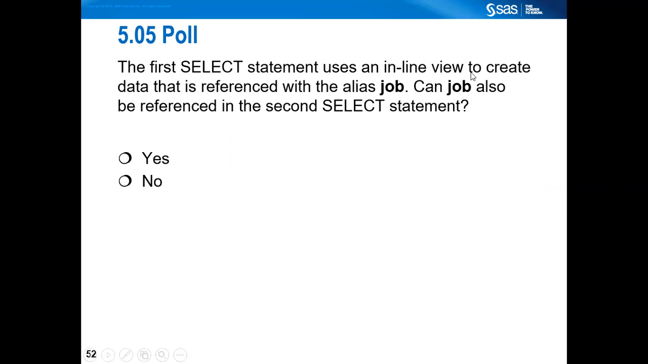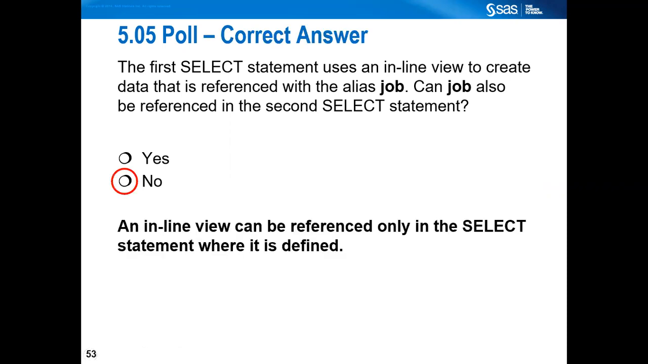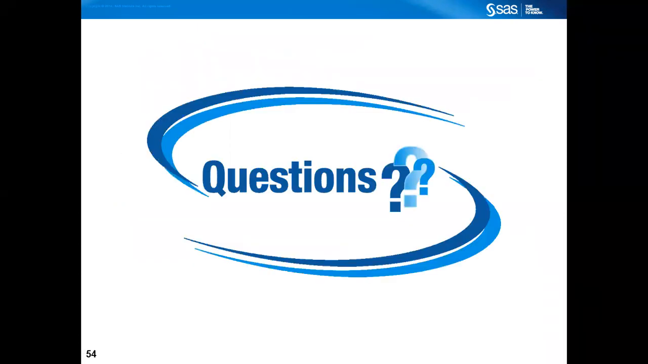Your first select statement uses an inline view to create data that is referenced with the alias job. So can job be referenced in the second select statement? No. Why? Because an inline view can be referenced only in the select statement where it is defined. So it's created, executed, and deleted once your select is over. If you try to use it in the second select, it's no longer in memory, so it will be treated as a physical table, not as a virtual table. All right. Now you understand the benefit of an inline view.